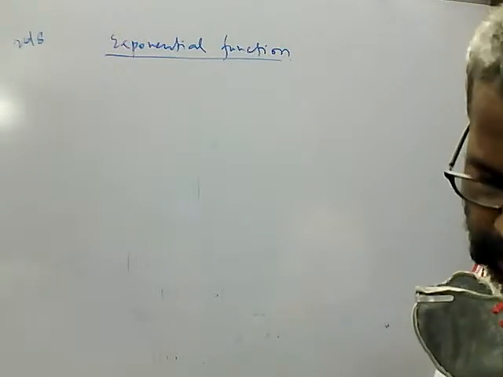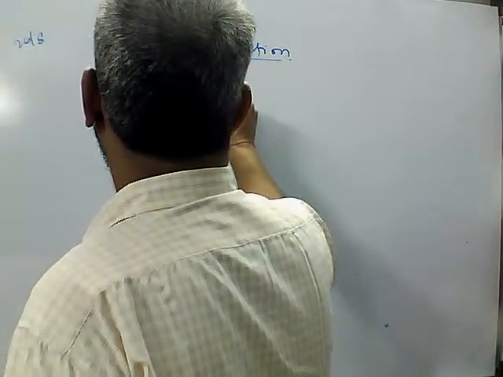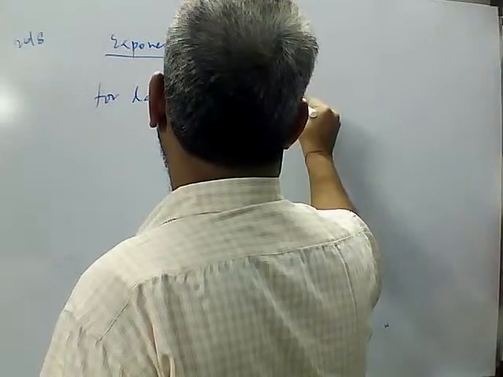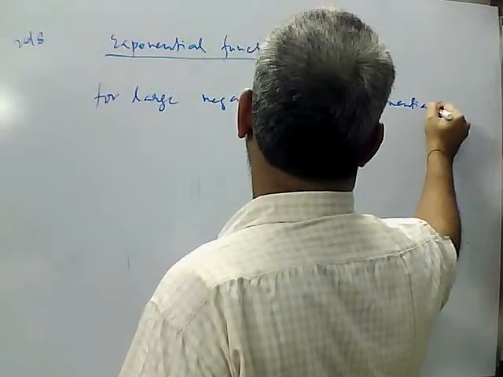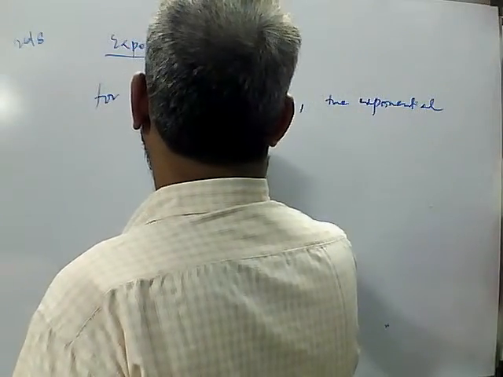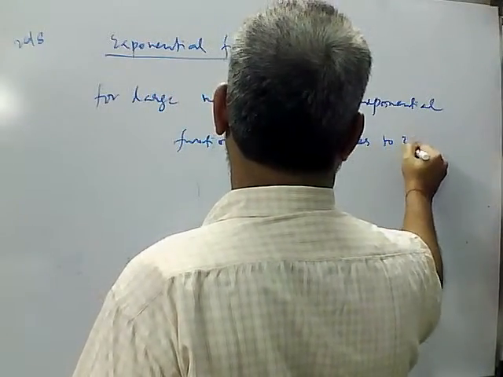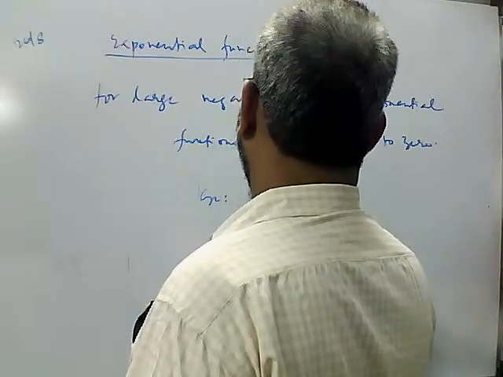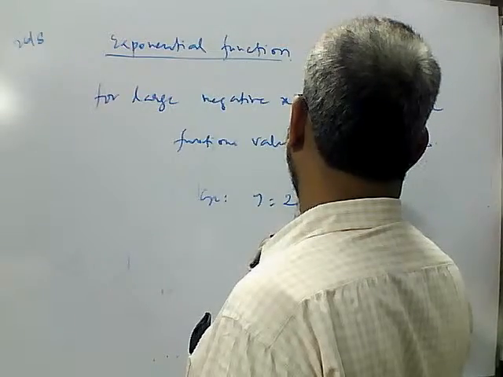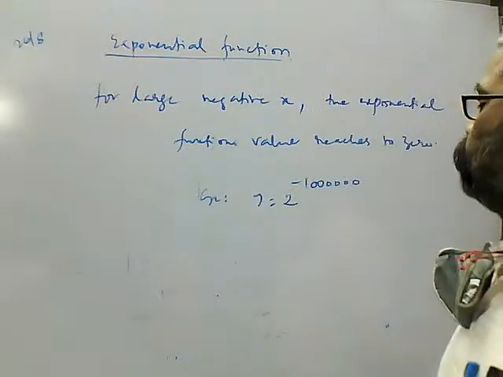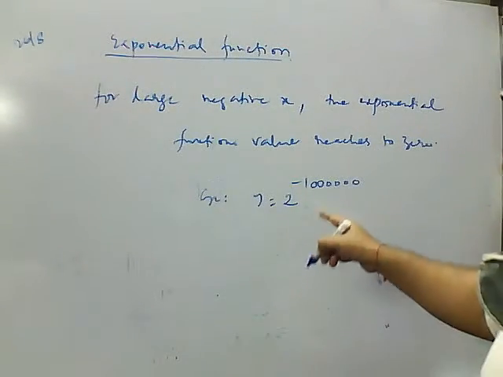Some properties of exponential functions. We'll see here. For large negative x, the exponential function value reaches 0. For example, y is equal to 2 power minus 1 lakh. Suppose you took 10 lakhs. 2 is greater than 1, so 2 power minus 10 lakh means you get 1 by a very large number.